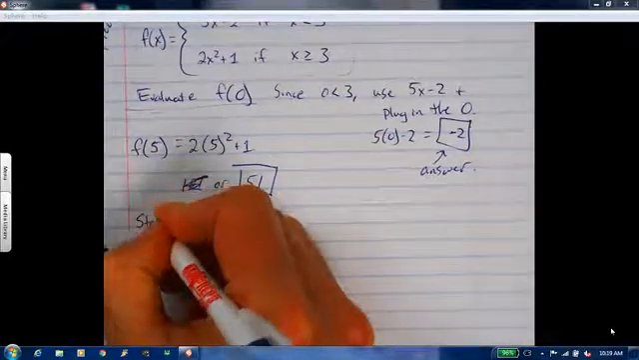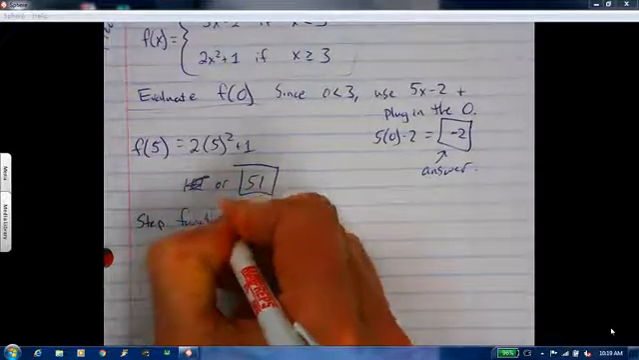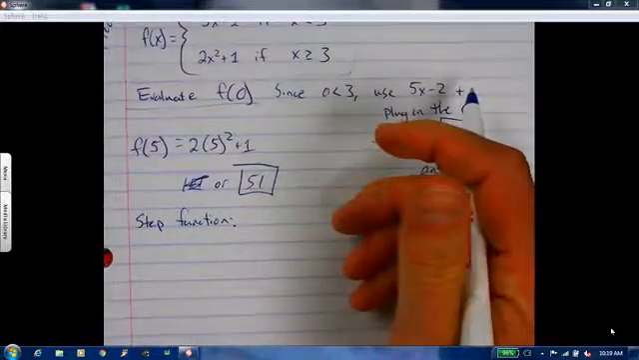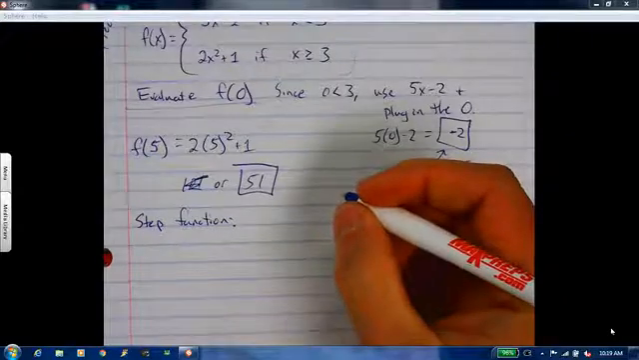Step function. Again, these are good things. You have those tests. Look back over some of these questions. They may show up again.